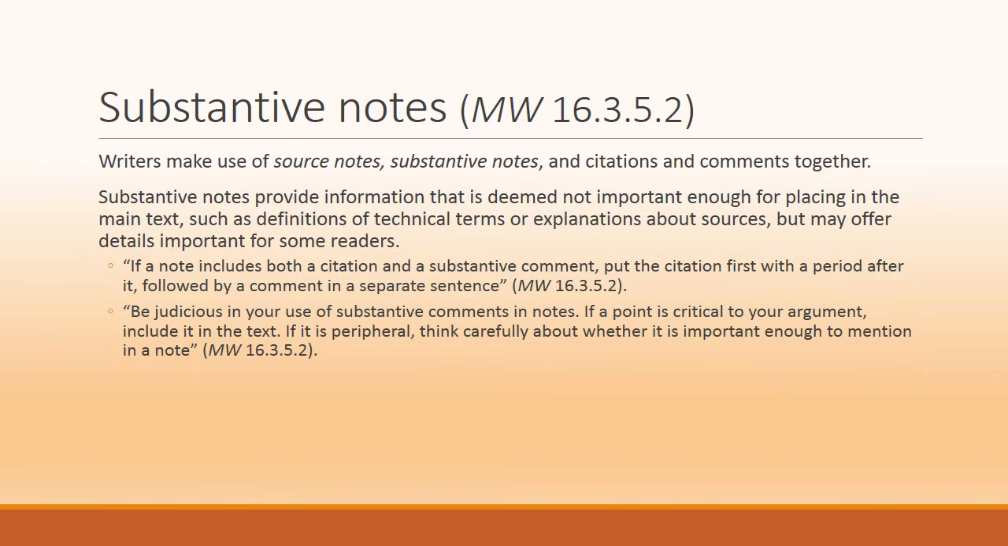And Turabian, Manual for Writers, puts it this way: if a note includes both a citation and a substantive comment, put the citation first with a period after it, followed by a comment in a separate sentence. They also add, be judicious in your use of substantive comments and notes. If a point is critical to your argument, include it in the main text. If it is peripheral, think carefully about whether it is important enough to mention in a note. So later in this presentation, I give some examples of what a substantive note will look like.